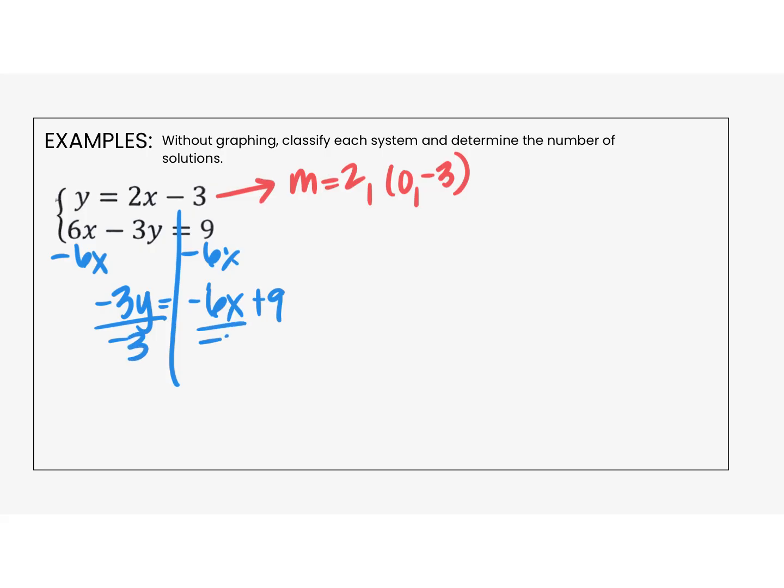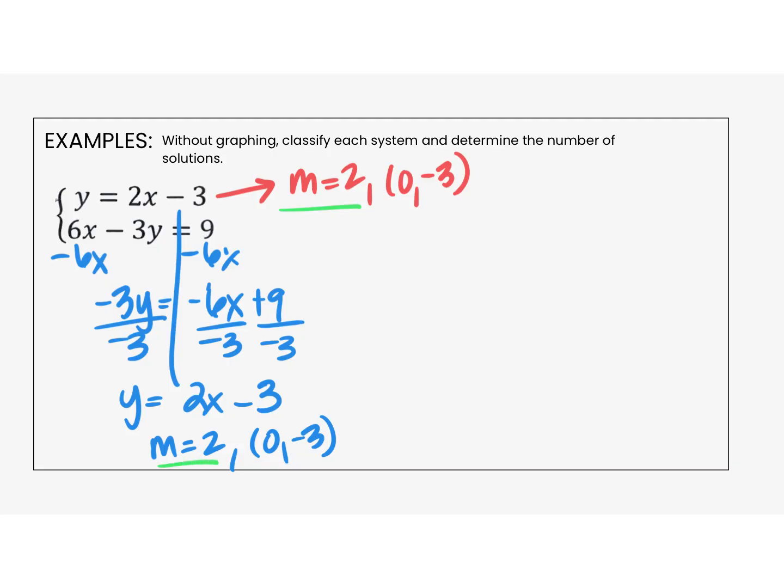Divide everything by negative 3. So I get y equals 2x minus 3. And if we look at that, that tells me that my slope is 2 and my y-intercept is 0, negative 3. So same slope, same y-intercept. That means it's the same line. So there are infinitely many solutions.